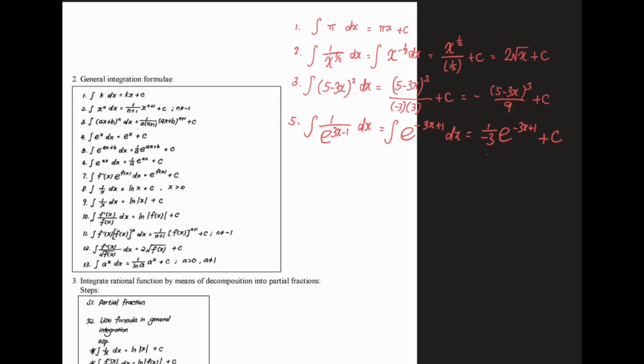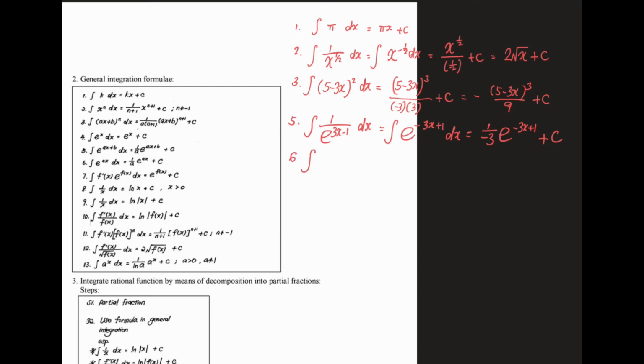Okay, now we move on. Formula number 6. Integrate e to the power of ax dx equal to 1 over a, e to the power of ax, plus c. So what happened here is same idea. You differentiate the power, differentiate ax, you get a, so you divide by a, then you write back the exponent. So number 6.